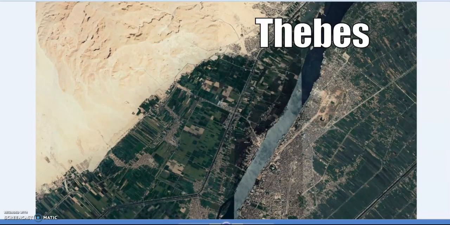So, Thebes. We're now going to examine Thebes, the major temples there, and see that the plan at Giza is actually embedded here in Thebes as well.